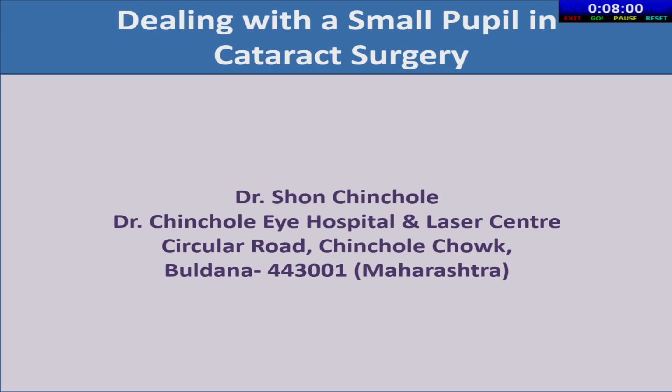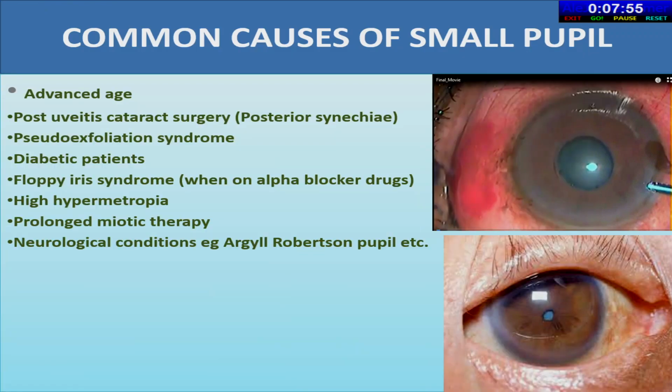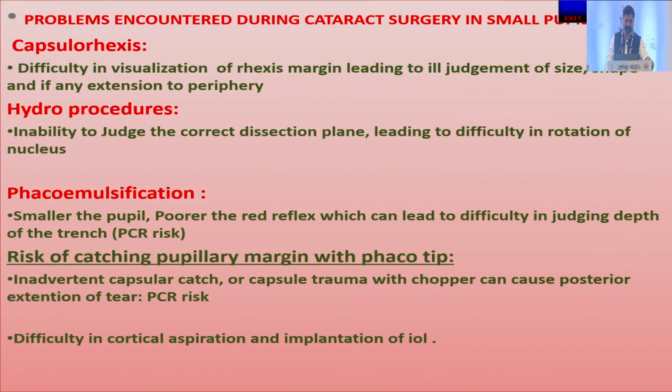Very good morning all. Dealing with small pupil in cataract surgery, the common causes for small pupil are advanced age, post-uveitic cataract, pseudoexfoliation syndrome, diabetic patient, floppy iris syndrome, high hypermetropia, prolonged miotic therapy, and neurological conditions.